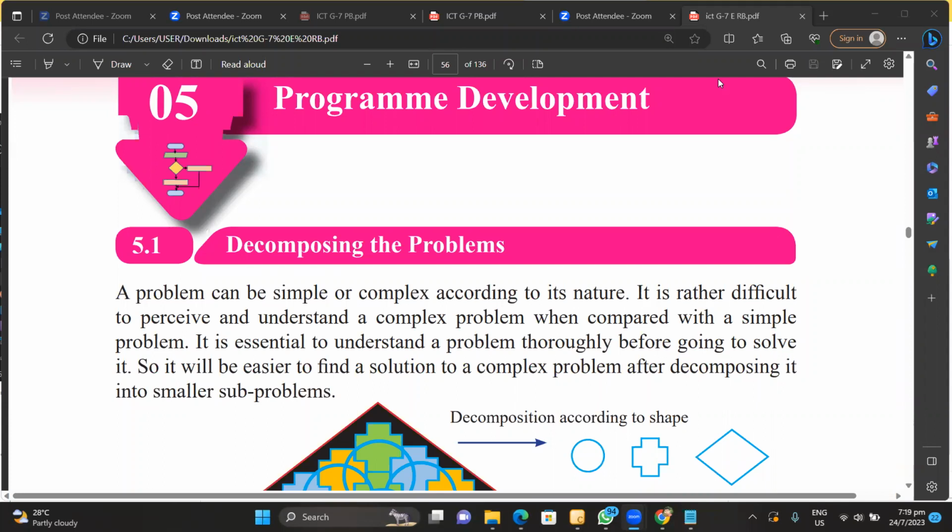That is why programming is important. So if we know programming, then we can ask the computer to do something which will be helpful for us. Before starting this chapter, I would like to recall the chapter that we have learned in grade 6, which is related to programming.